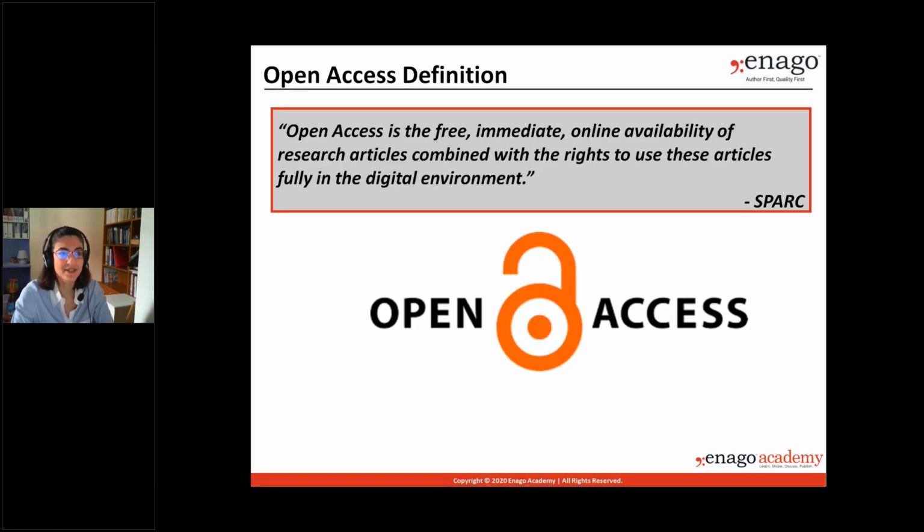challenges. Open access definition. Open access is the free, immediate online availability of research articles combined with the rights to use these articles fully in the digital environment. And you are probably all familiar with the open access symbol, which is shown in your slide here.